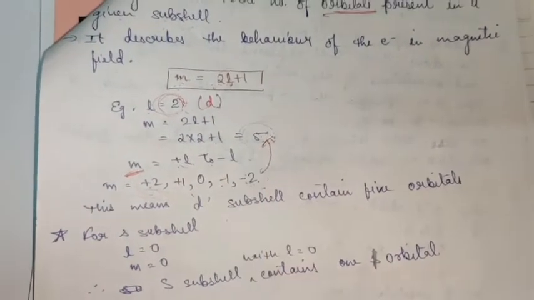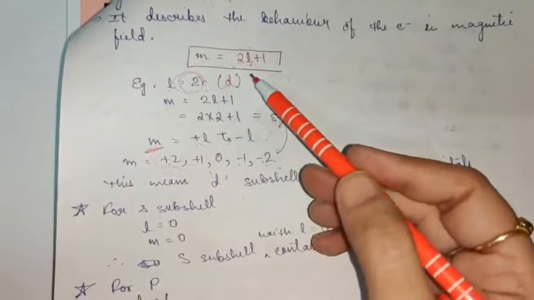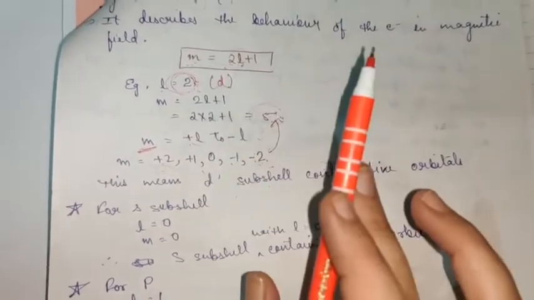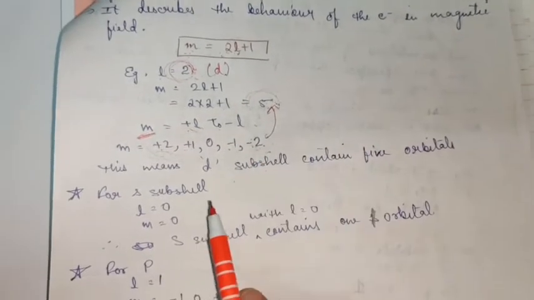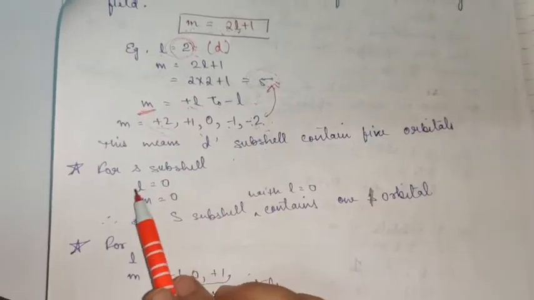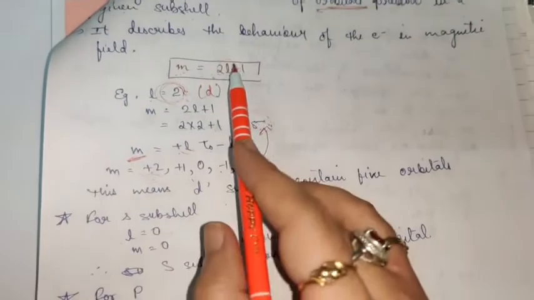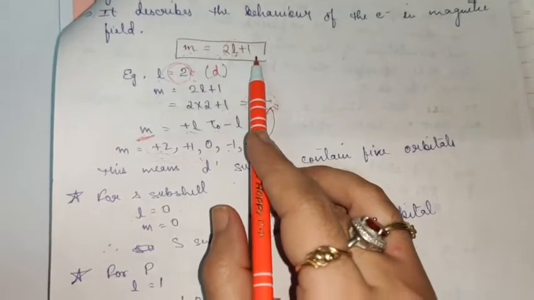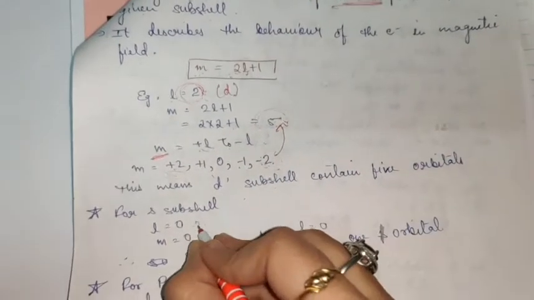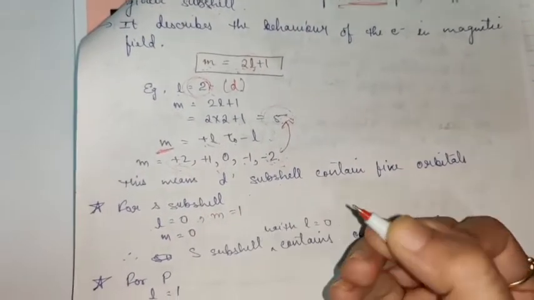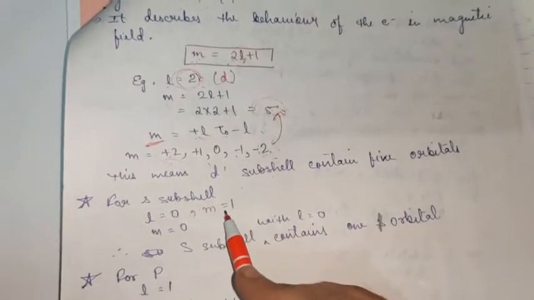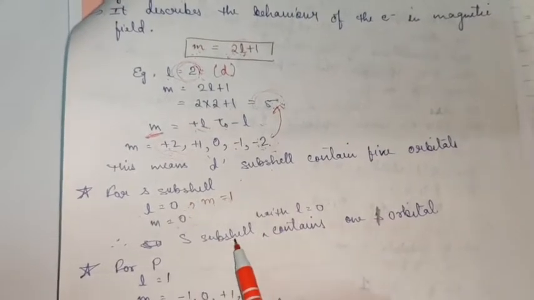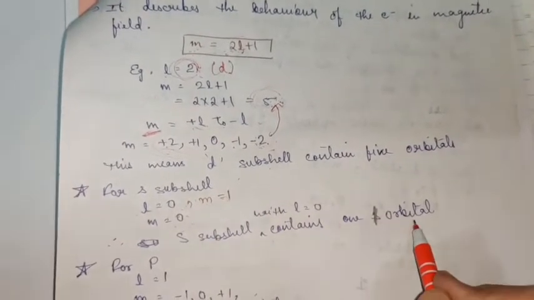You have to learn these things. For now you can calculate, but for later application you should be thorough. The moment you see D subshell, that means it has how many orbitals? 5 orbitals. For S subshell, the value of L is what? 0. Now substituting the value of L as 0, what will you get? 2 into 0 plus 1 will be 1. So the value of M for this will be 1. That is, only one orbital is there, and what is the value of that orbital? 0. So S subshell with L equals to 0 contains only one orbital.